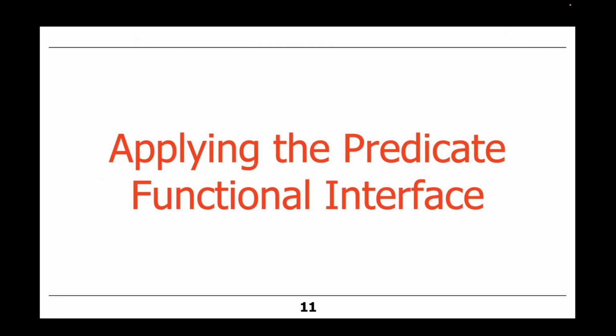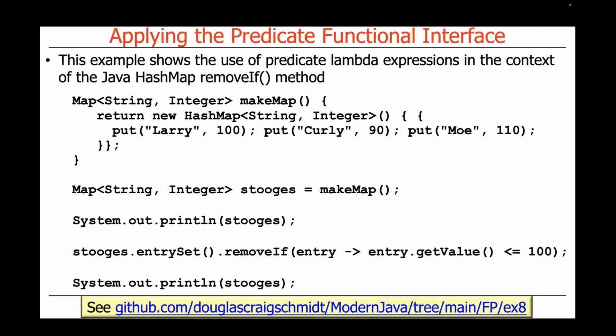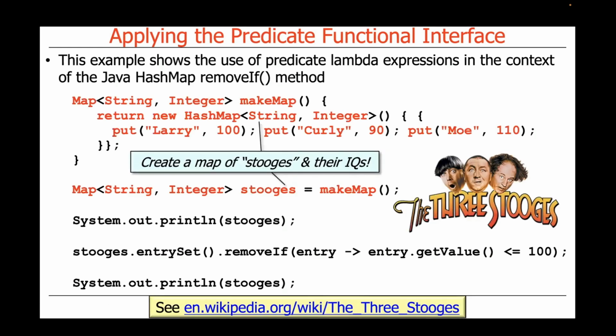Let's talk about how to apply the predicate functional interface. This is a fun little example that's available in this project at the link at the bottom of the slide. And it shows how to use a predicate lambda expression in the context of the Java HashMap removeIf method. So let's take a look at the example. The example is somewhat whimsical. It's going to create a hash map that will map the names of the Three Stooges to their purported IQs. This is all firmly in fun and jest.